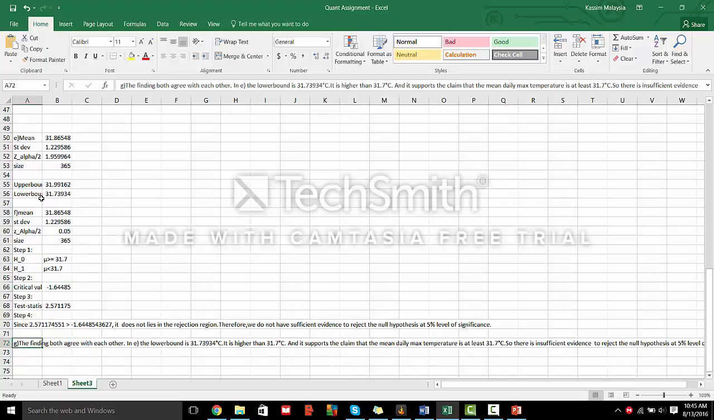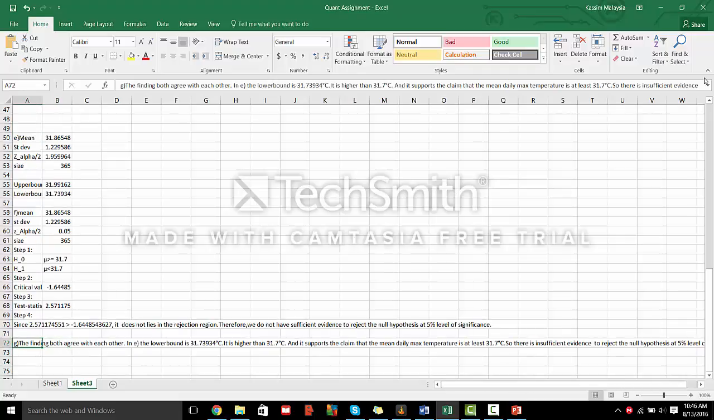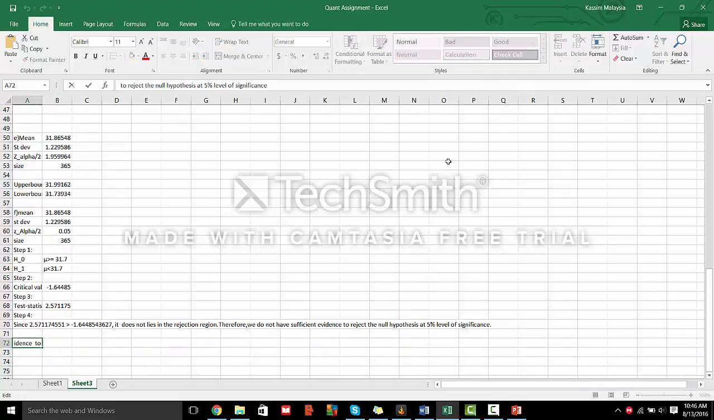First, the lower bound here is 31.3934, which is more than the claim, which is 31.7. So hence, this also supports the claim that it's at least 31.7, so it could be more than 31.7. So as I was saying, I have to repeat again, there is insufficient evidence to reject the null hypothesis at 5% level of significance. Yes, you can read here. So to reject the null hypothesis at level of significance.